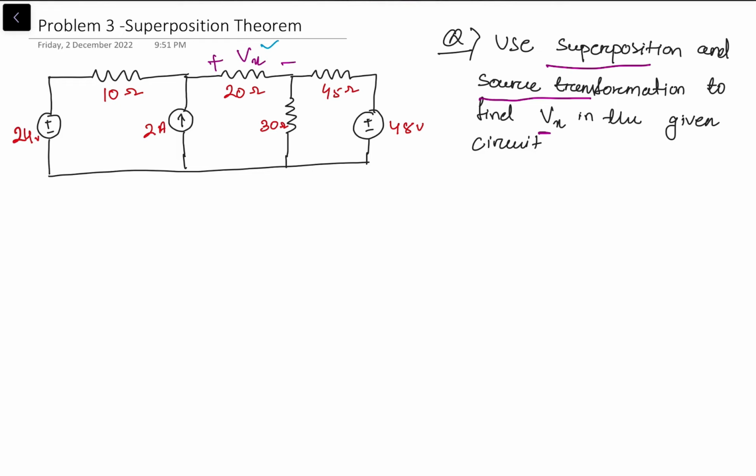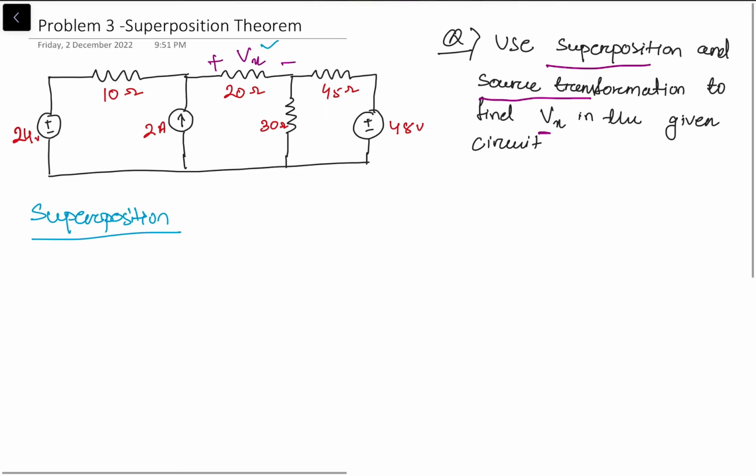First, we will go with the superposition theorem. What does the superposition theorem say? In the superposition theorem, we have to consider each source individually and calculate the Vx value individually for each source, and then add them up.